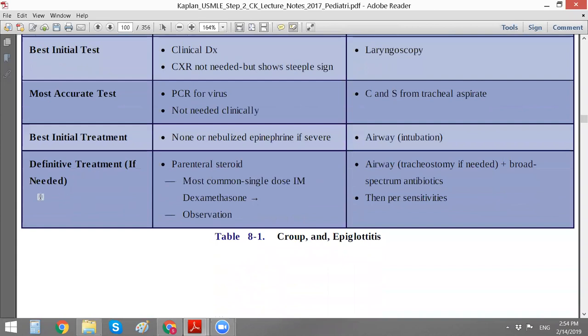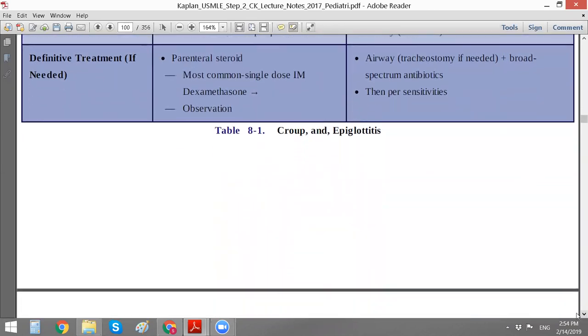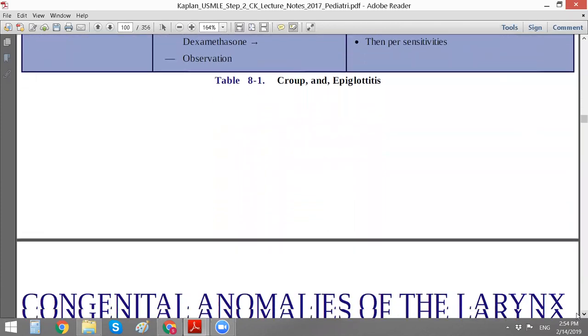And then we have the treatment. The definitive treatment for croup is just a single IM dose of dexamethasone, a parenteral steroid, and nebulized epinephrine. That's it. But for epiglottitis, we need airway intubation. We need antibiotics, anti-staphylococcal and third generation cephalosporins. And then we also do the sensitivities and modify our treatment according to the sensitivity.